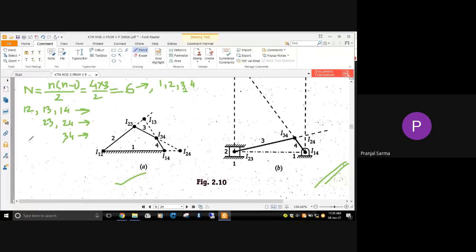Suppose I want the instantaneous center between 1 and 2, it is equivalent to I21. That means it is the same thing. So you don't have to write 1 2 and then 2 1, or 1 3 and 3 1, or 3 4 and then again 4 3. Understood? So these are the 6 instantaneous centers. We know how many there are and who they are, but where they are is unknown. Up to this much it is understood.